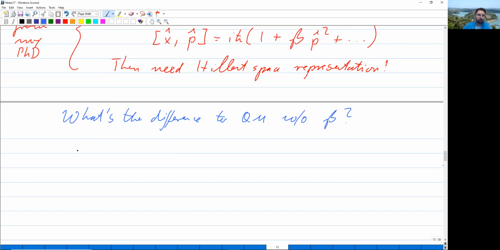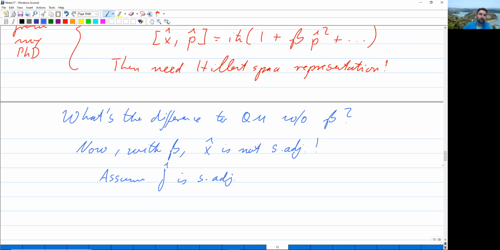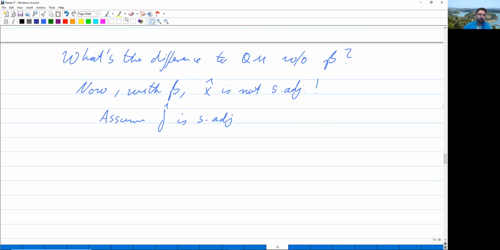Well, see now, with beta, x hat is not self-adjoint. How do we see that? Well, assume f hat is self-adjoint, and f hat could be the position operator, but we can make the argument more generally. Assume f hat is self-adjoint. Therefore, there exists approximate or actual f eigenstates.